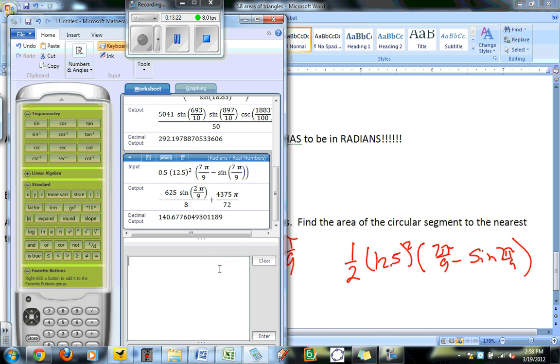We hit enter there, and so we find out that our segment has an area of 140.68. I hope this helps. Pretty easy. It's just formulas.